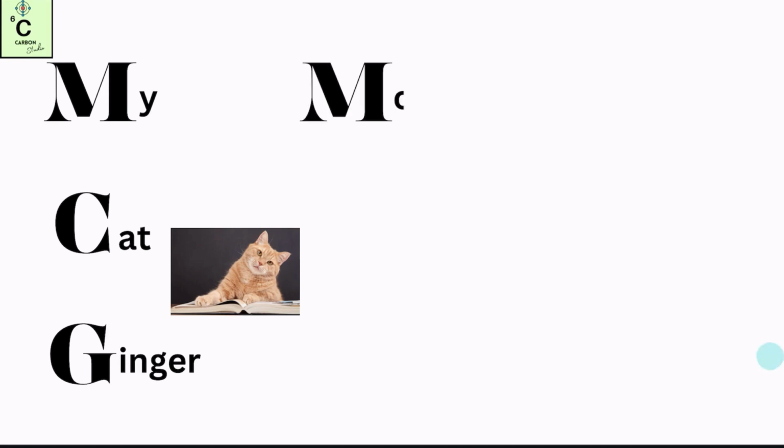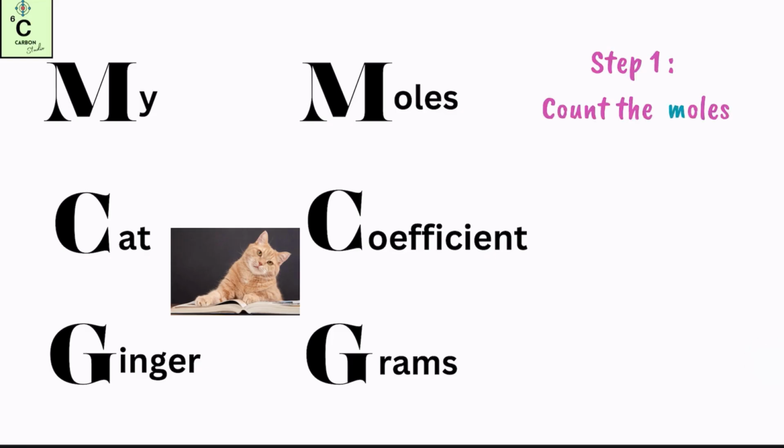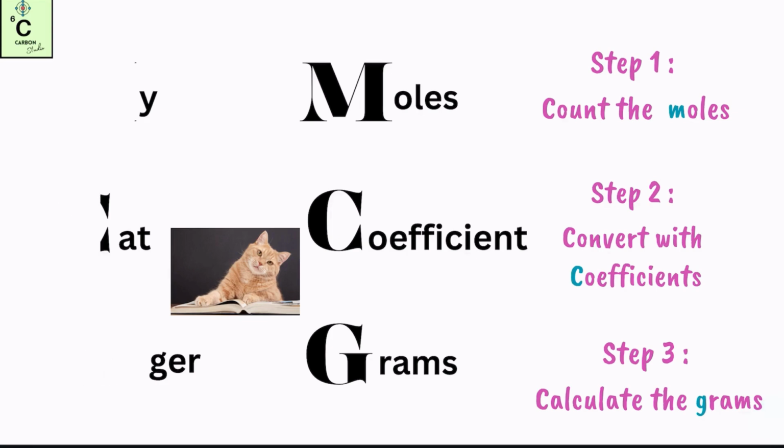The M represents moles, the C represents coefficient, and G represents grams. So when I say moles, step 1 is indeed to count the moles given the known mass. Step 2 is to convert with coefficients, and step 3 is to calculate the grams. So MCG, an easier way to remember it so it sticks in your memory, will be to recall my cat Ginger.